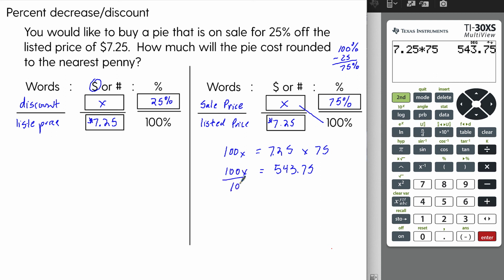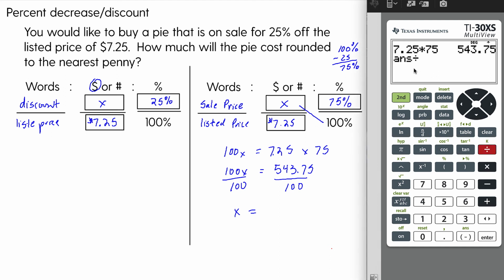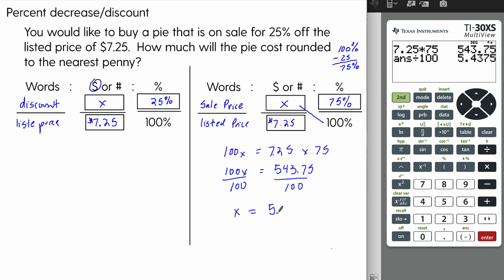So now we'll divide each side by 100, which is going to give us x. So let's take just this answer. If you hit divided by, you'll get the ans, which means the previous answer divided by 100. And you'll see it's going to cost us $5, and let's round up to the nearest penny, $5.44. So that is the sale price. That is our answer, okay?